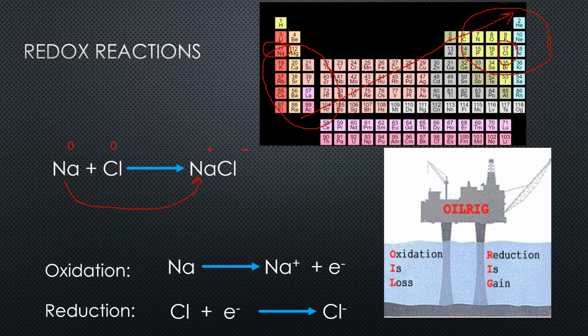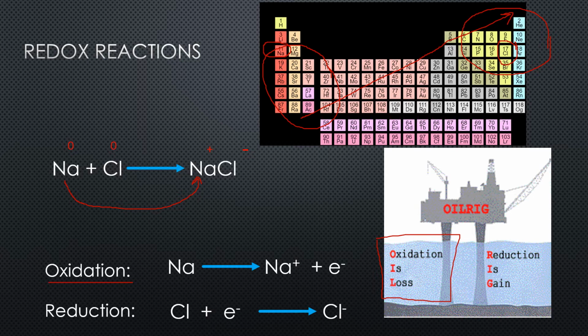And we call that part of the reaction the oxidation reaction. An easy way to remember that is over here with our oil rig. Oxidation is loss, and these statements are in reference to electrons. So oxidation is loss of an electron.